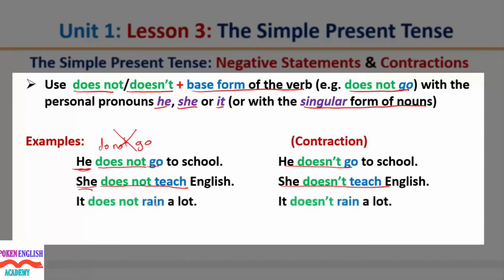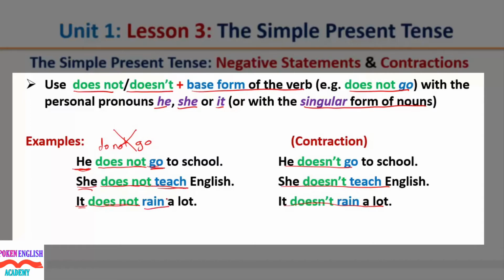It does not rain a lot. And also we use does not after the pronoun it, the contracted form: it doesn't rain a lot. Notice here that after does not, we use the base form.